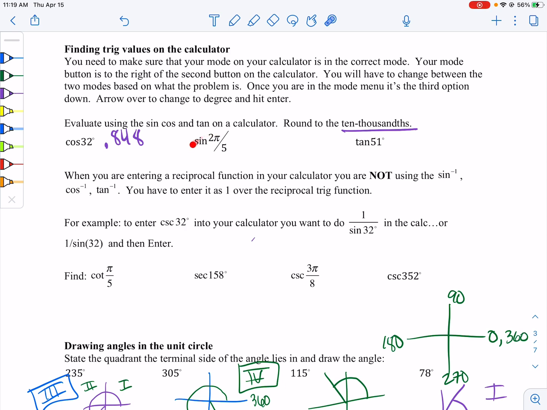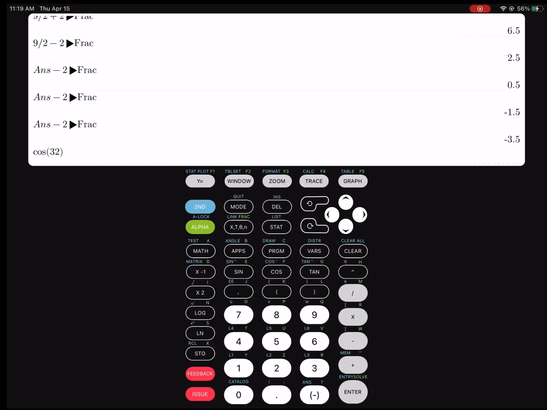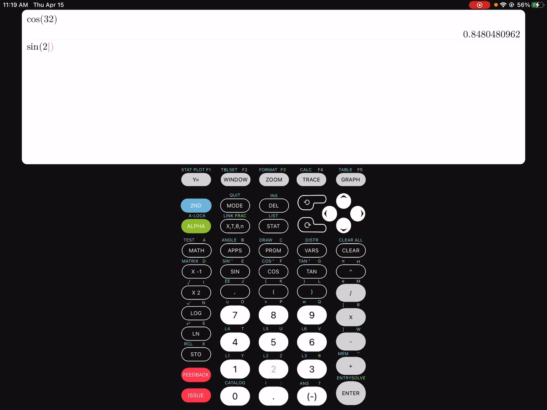Now this one is in radians. There's 2 reasons I know that. 1, there's no degree sign, and 2, we have a pi. Remember, our radians are written in terms of pi as a fraction conventionally. So I'm going to go to sine of 2 pi divided by 5.